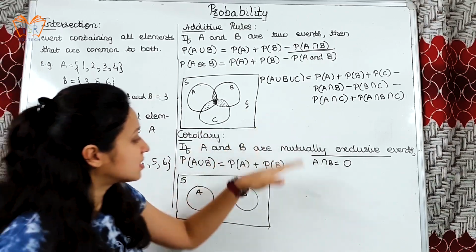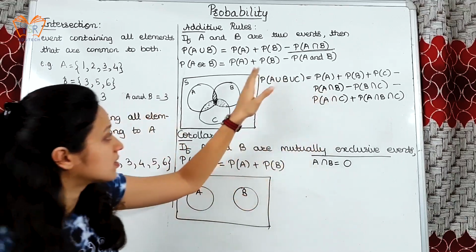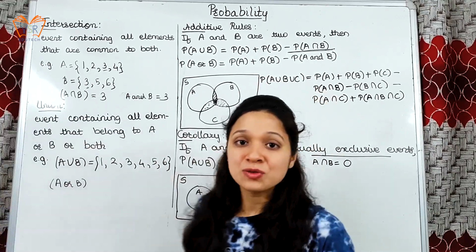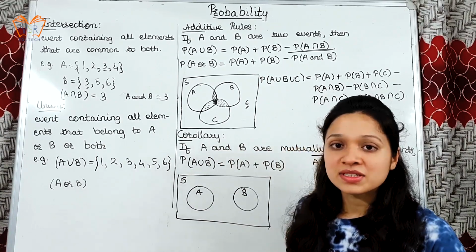Similarly, this formula can be written for the 3 events as well. This is a task for you. Let me know the answers in the comment section.